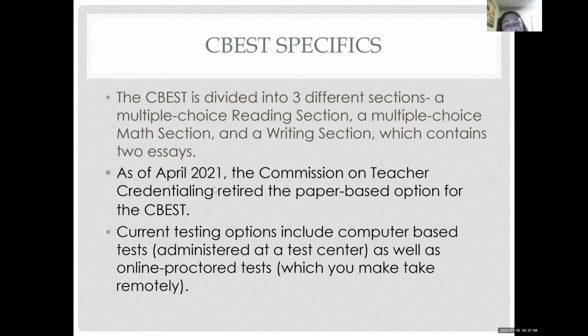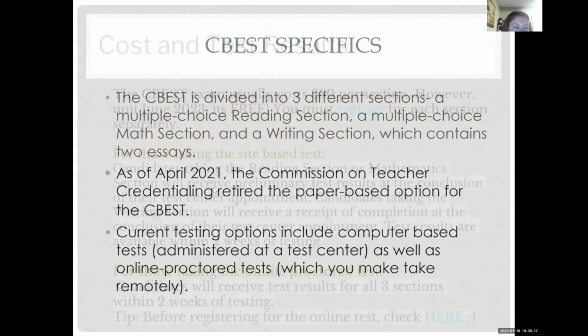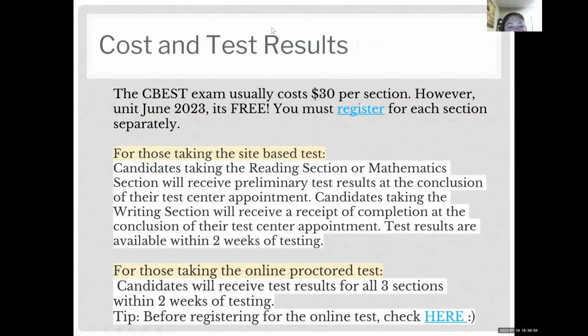Current testing options include computer-based tests administered at a test center, like we said, AV Adult School in our town, for those of you from the Antelope Valley, as well as online proctored tests, which you can take remotely at home. The cost and test results: I think Jane went over all this, so I'm going to breeze through this real quick. The CBEST exam usually costs $30 per section. However, until June 2023, it's free. You must register for each section separately.